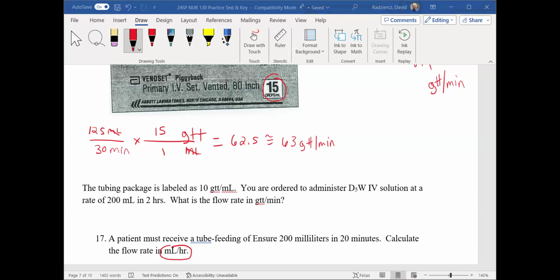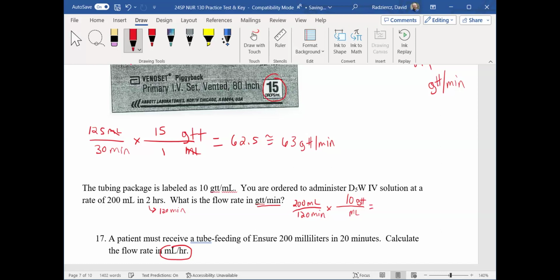So if you ever get stuck on a question like this, it's good to write it out. Remember, we always start with our flow rate. So what was it? 200 milliliters in 2 hours. But since we're looking for drops per minute, I'm going to encourage you to convert that 2 hours right into minutes, right away. So 200 milliliters, 120 minutes. And then you're just going to multiply by the drop factor, which is 10. 200 times 10 divided by 120.